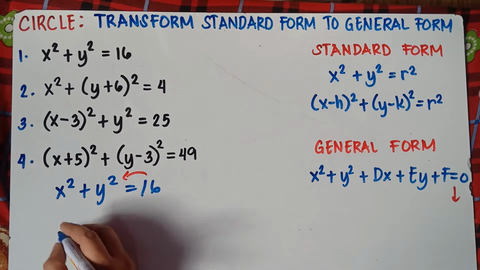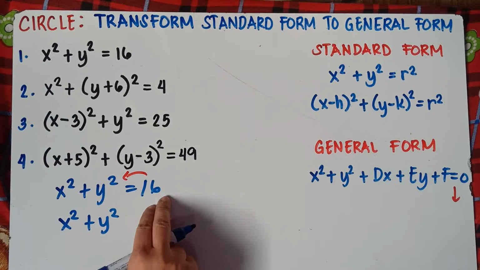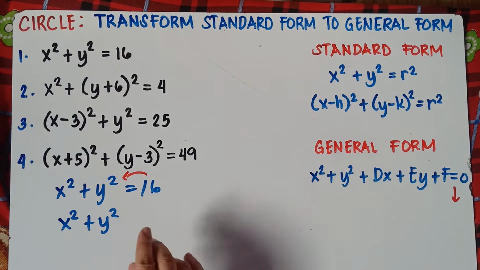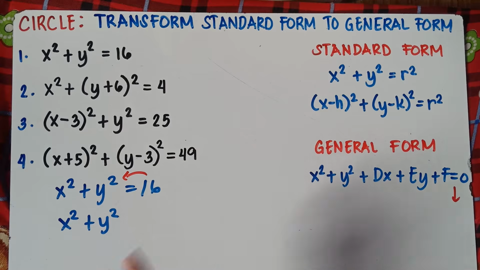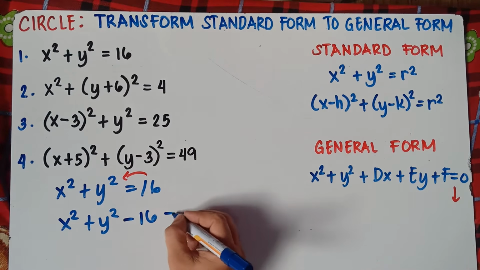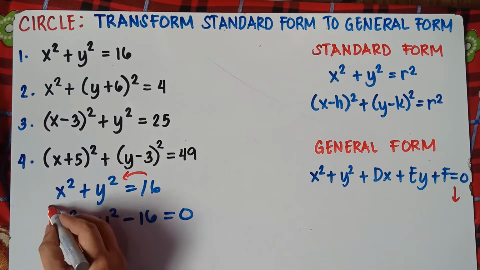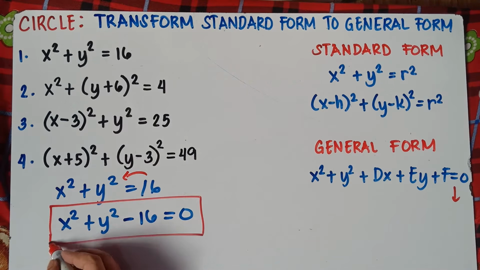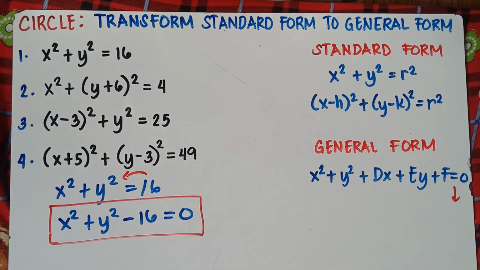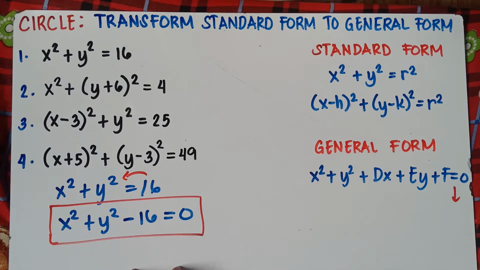Your final answer will be x squared plus y squared, this is positive. Do not forget, once you transfer a term across the equal sign, you change the sign. This is positive, it will be negative. Negative 16 equals 0. That's it, class. That's the answer for number 1. Easy, right? So if your h and k is at 0, 0, it would be really easy, class. Just simply transpose the constant from right to left, and this will be your final answer.